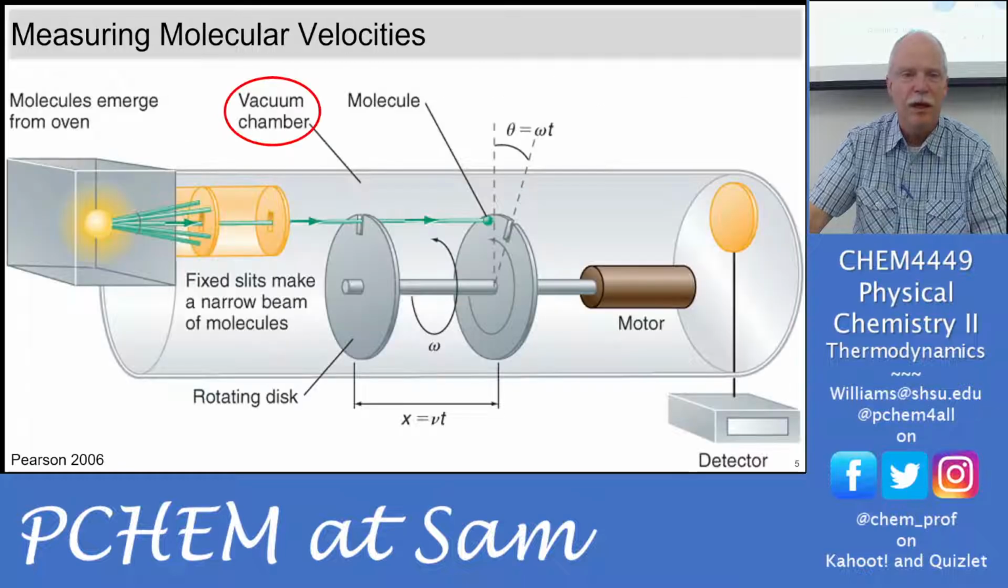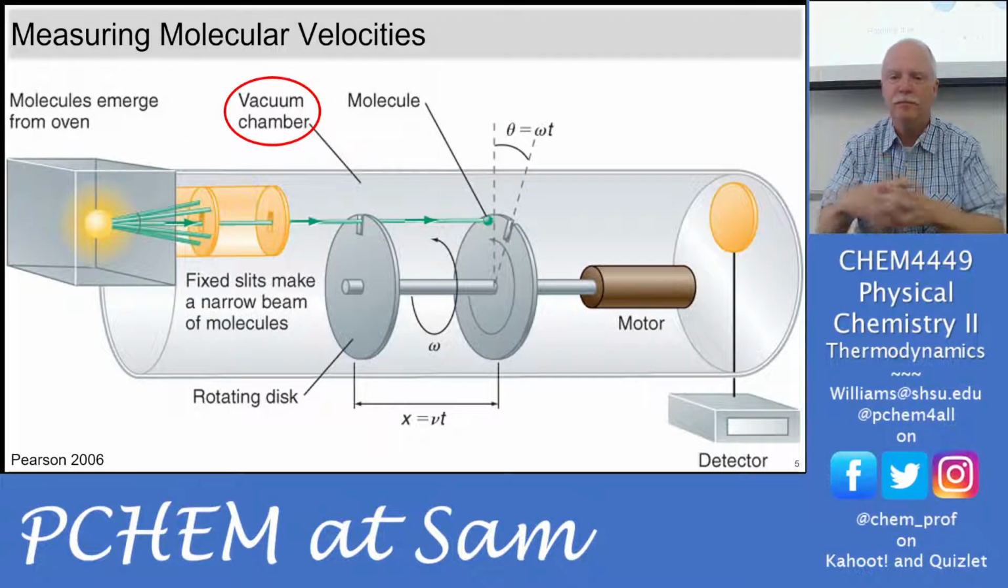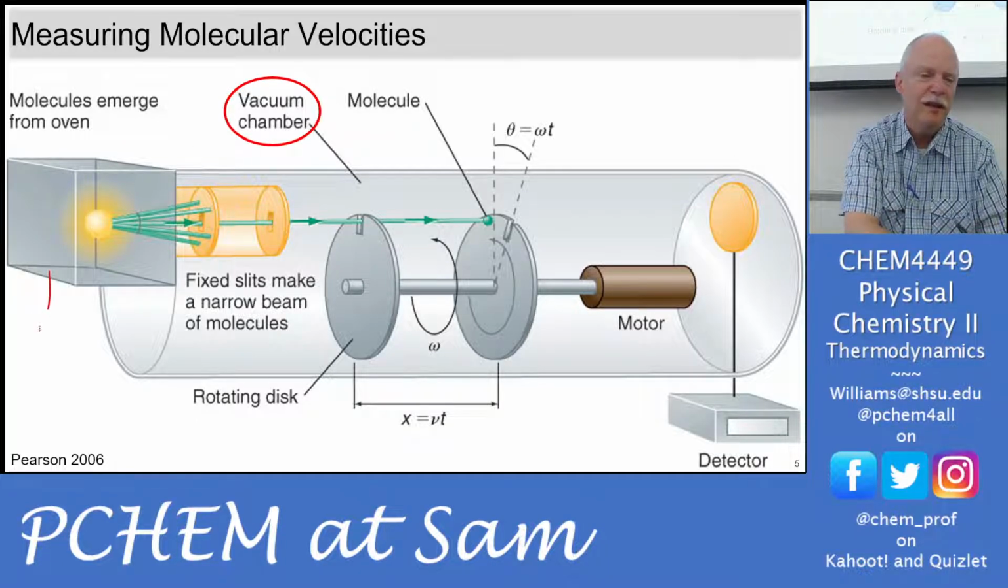Okay. So how do we measure molecular velocities? Well, this is a fun little experiment. If we have this motor, this computer controlled motor, we can spin it at different speeds. We have this oven here. This is a fantastic little oven called a Knudsen cell.